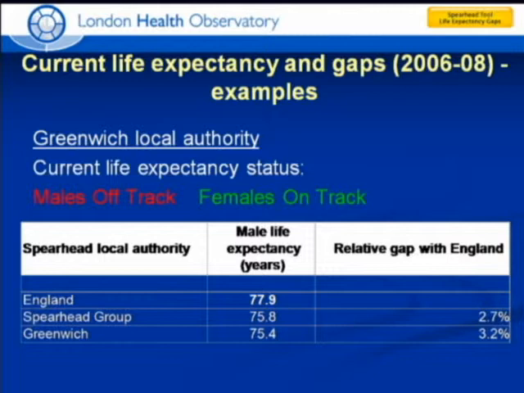It then tells them what their gap is with England. So Greenwich has a 3.2% gap with England. And that's what they need to reduce, that gap, in order to achieve the target. And it also tells them whether they're on track or off track to meet the target. So Greenwich, in this case, is off track for males and on track for females. And it does this by extrapolating the current trends to tell them whether they're on or off track.